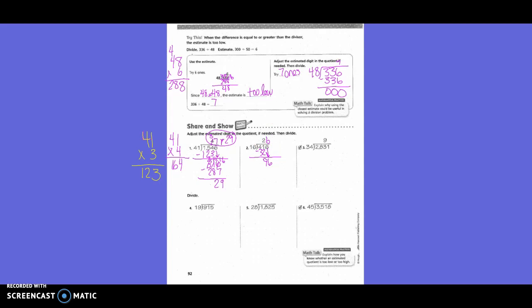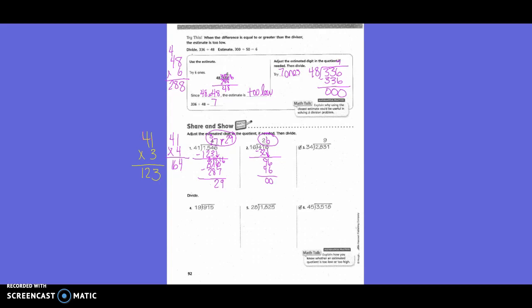6 times 6 is 36. So put a 6, mentally carry the 3. 6 times 1 is 6, plus 3 is 9. So 96 minus 96, does it leave anything left over? Nope, so your answer is 26.